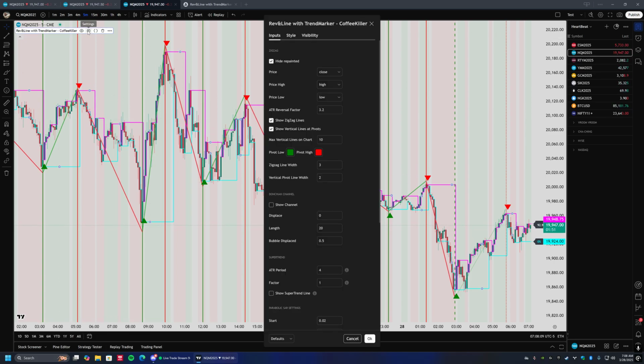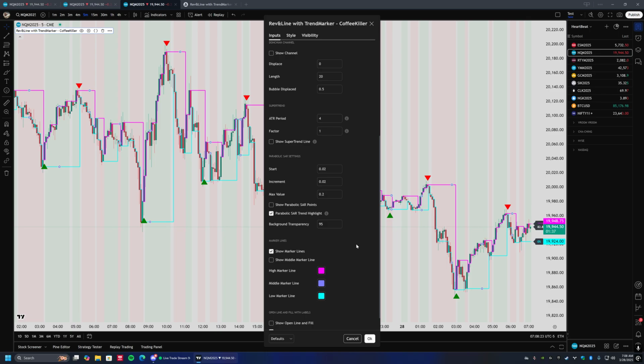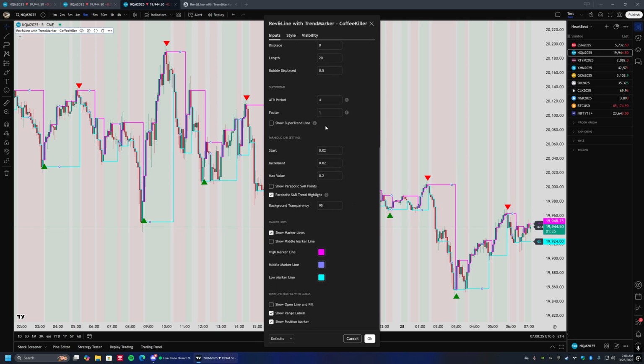So let's look at the settings, and what I'm actually going to do is hide my zigzag lines and hide my vertical lines, and that pretty much knocks it out. Okay, the only thing is I can't hide those. But that's okay.